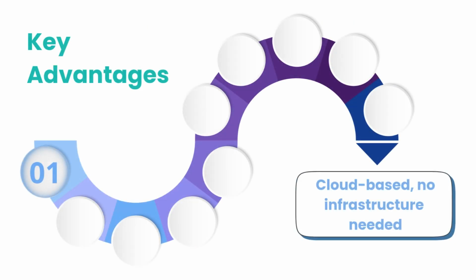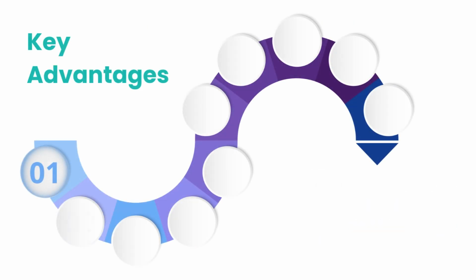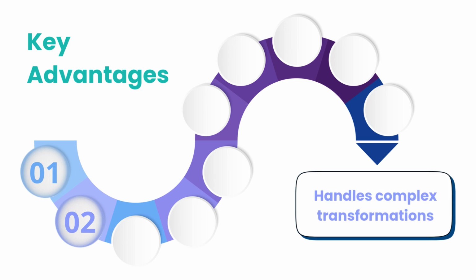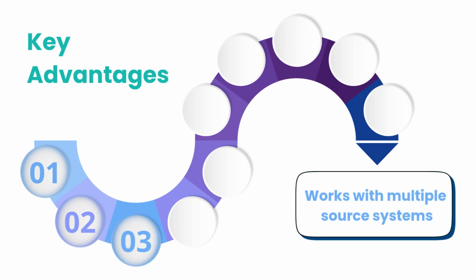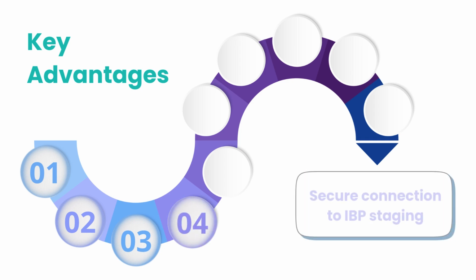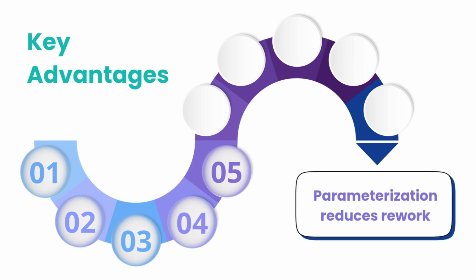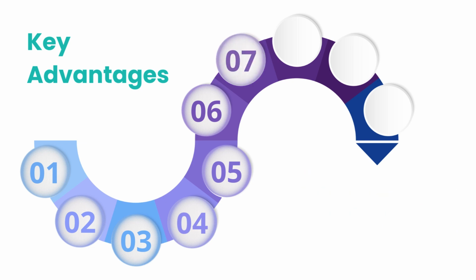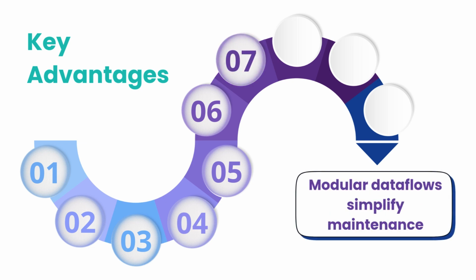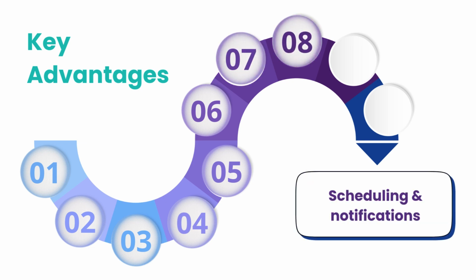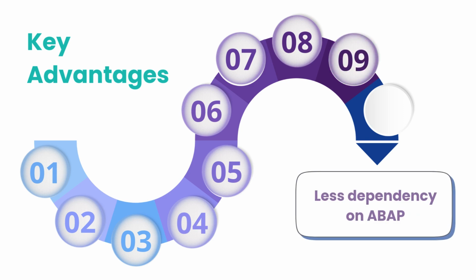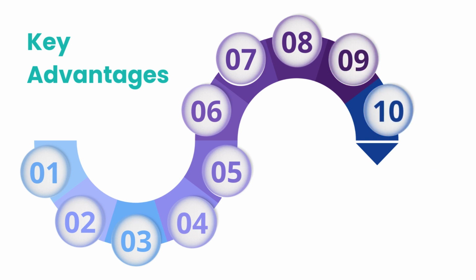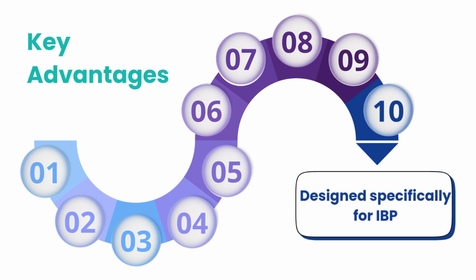Summarizing the key advantages. 1. Cloud-based, no infrastructure needed. 2. Handles complex transformations. 3. Works with multiple source systems. 4. Secure connection to IBP staging. 5. Parameterization reduces rework. 6. Delta logic improves performance. 7. Modular data flows simplify maintenance. 8. Scheduling and notifications. 9. Less dependency on ABAP. 10. Designed specifically for IBP. This is extremely detailed and helpful.